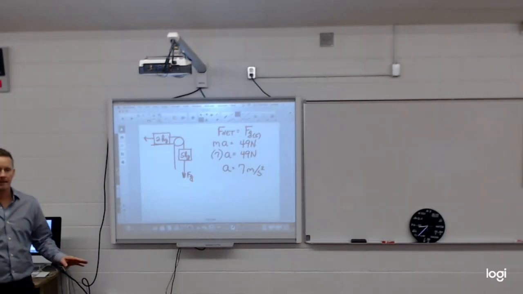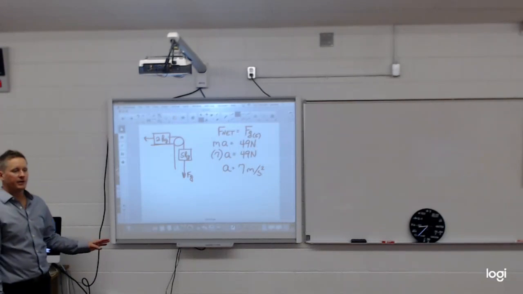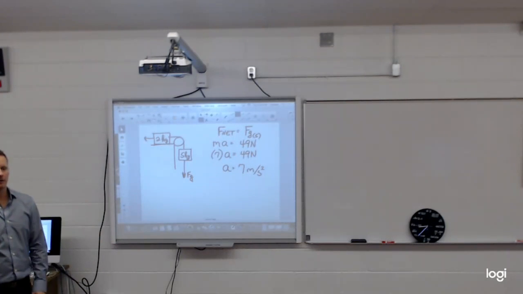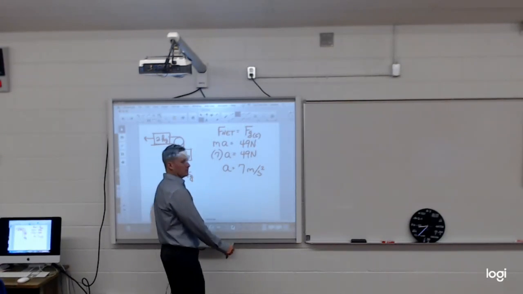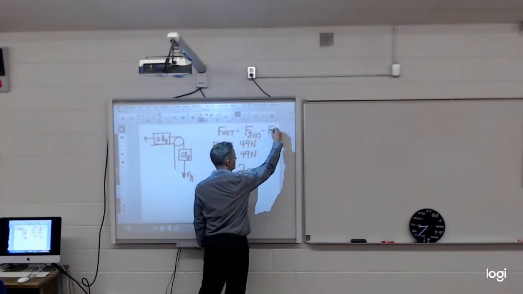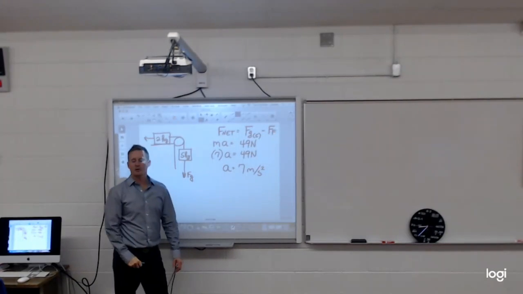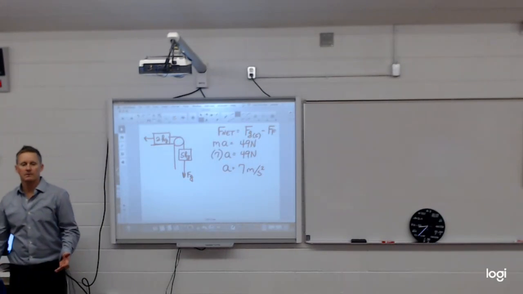And that's if there's no friction. What would I do different if there was friction? You would factor in the friction. You'd subtract it from 49. Absolutely. That's what I would do up here. I would just subtract the force of friction from 49 if there was any.